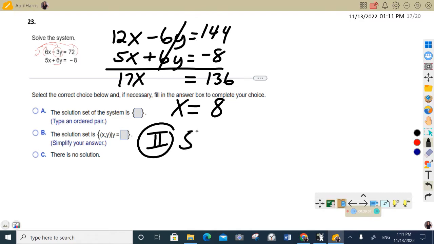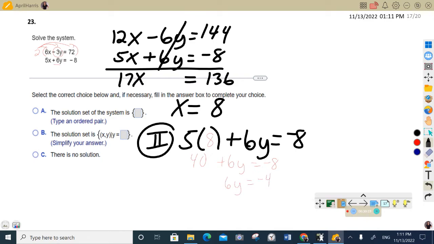So 5 times whatever x is plus 6 times y is going to equal negative 8. And we know that x is 8. So now I'm going to simplify and solve for y. So this is 40 plus 6y equals negative 8. I'm going to subtract 40 from both sides. Negative 8 minus 40 is negative 48, and I'm going to divide both sides by 6. So x is 8, and then y is negative 8. And that's the point where the two lines intersect, and that would be an independent system because it has one solution.